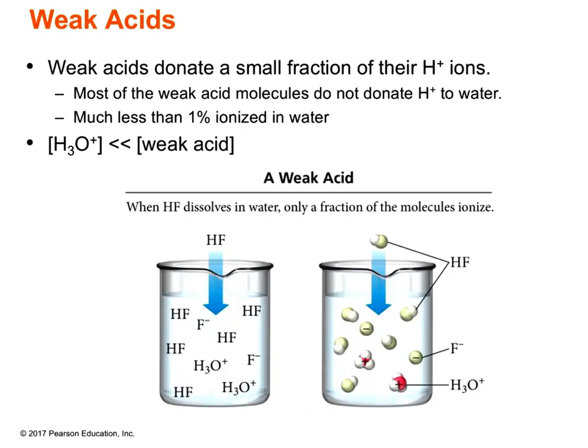Now, weak acids, on the other hand, only donate a small fraction of their hydrogen ions. So most of those weak acid molecules do not actually end up donating hydrogen ions to water, which means that we end up with much less than we would if we had a strong acid.